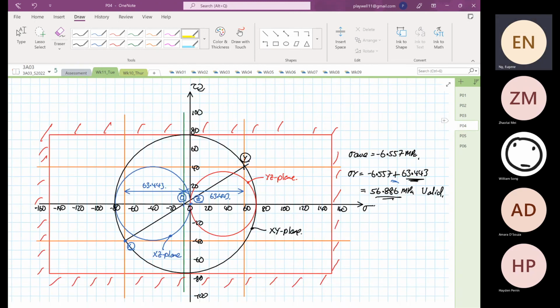Then we started using the stress average, selected to be just minus 6.557. Then we calculate our stress Y. Then we draw a 3D Mohr circle, and all of them are within the what? Within the box. So this is a valid answer.